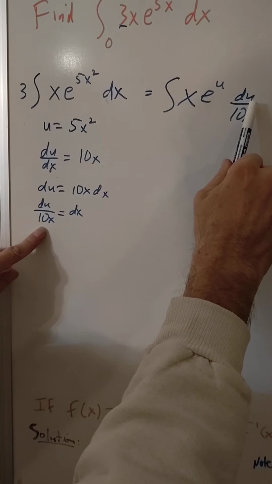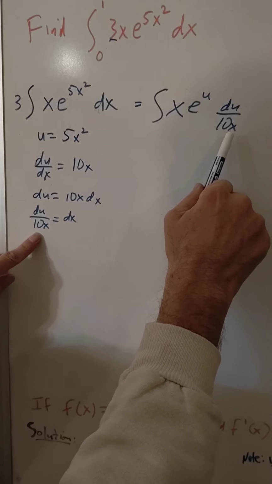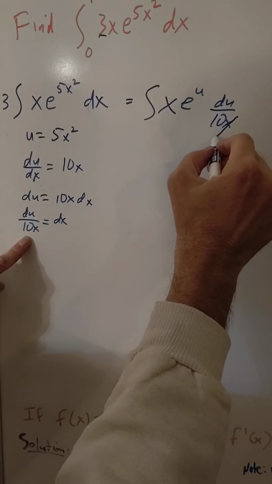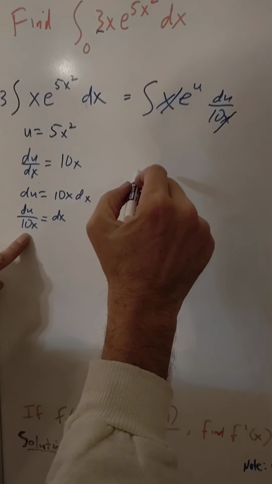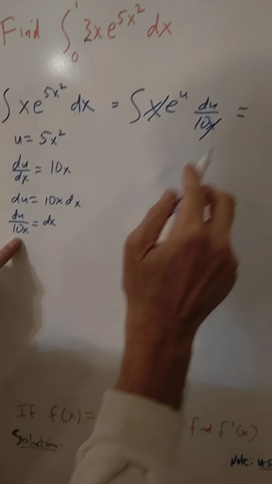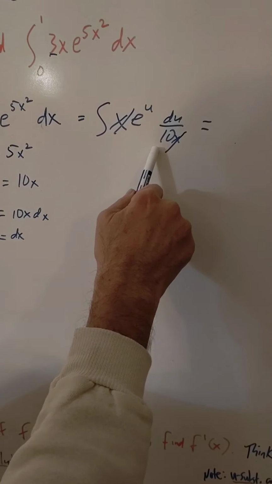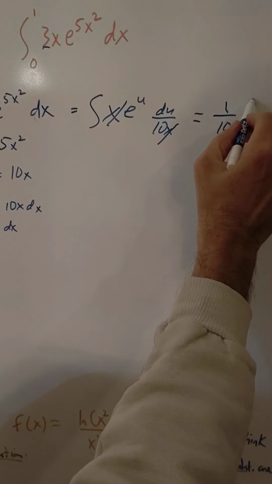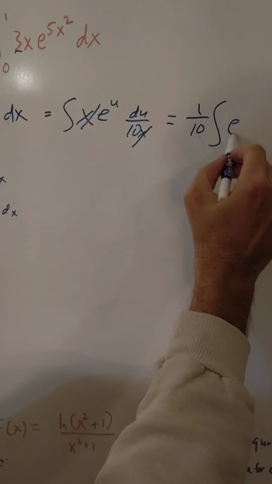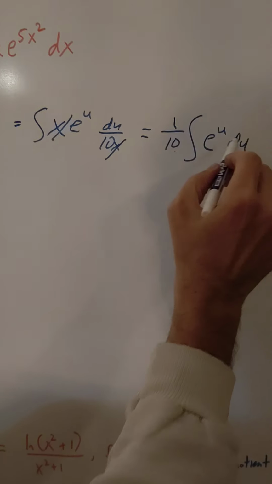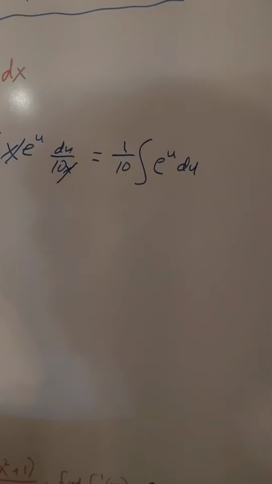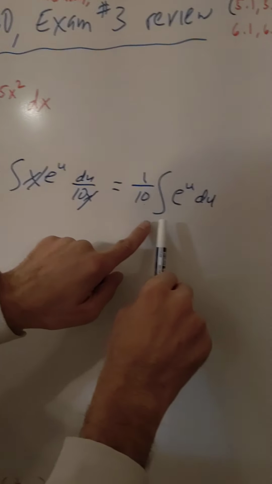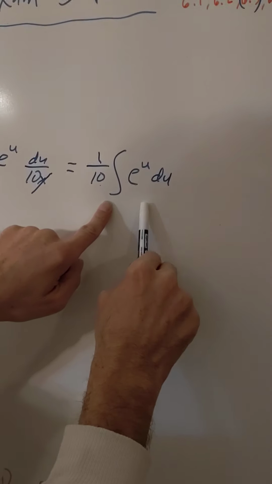Notice my integral is with respect to u, with the du, so I don't like x's. But if you're doing things correctly, the x's will always cancel. So this bottom x cancels with that top x. So now what we have, and this 10 is on the bottom, so think of this as a 1 over 10. I'm going to pull out that constant factor, 1/10 times the integral of just e to the u du. So that's the whole point of u substitution. You begin with a scary looking integral and you end up with a friendly looking integral.